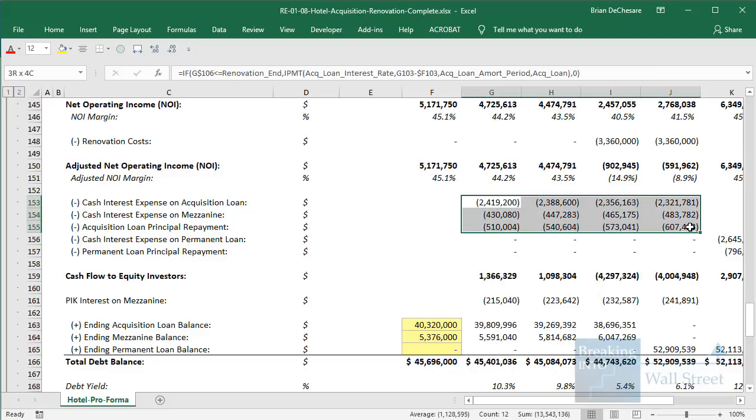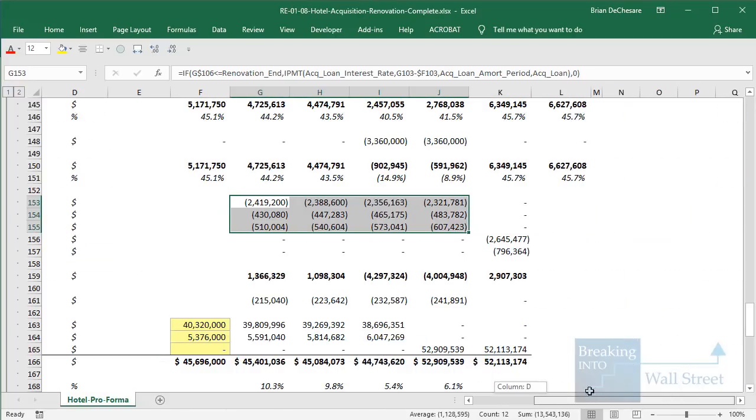In addition, we have a permanent loan refinancing here. So initially we have some acquisition loans. These get refinanced with a permanent loan when the renovation is done. And then the interest and principal repayments are different as a result.